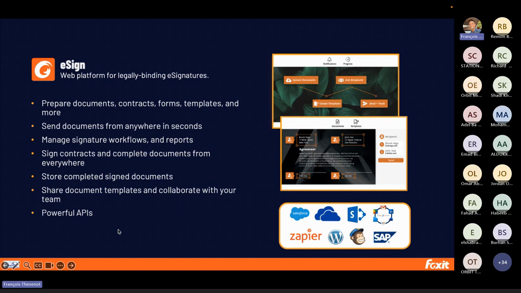Because it's very important to mention that we have APIs. So we have a connector to Salesforce, to OneDrive, to SharePoint, to Google Workspace, SAP, etc. Some are out of the box connectors. Some will use our API to connect Foxit eSign to their platforms.